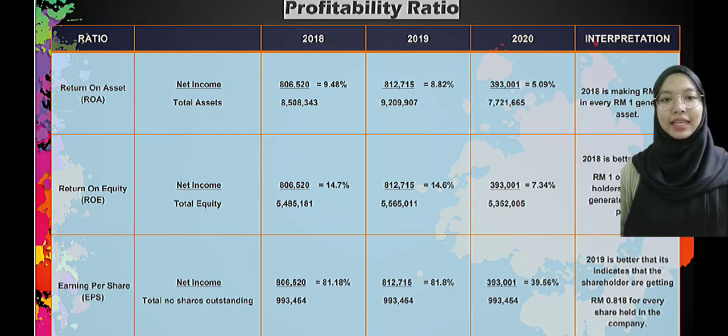And the last is earning per share. The formula is net income divided by total number of shares outstanding. For year 2018, the company gets 81.18%. For year 2019 is 81.8%, and for year 2020 is 39.56%. So the interpretation is that 2019 is better, indicating that the shareholders are getting RM 0.18 for every share held in the company.